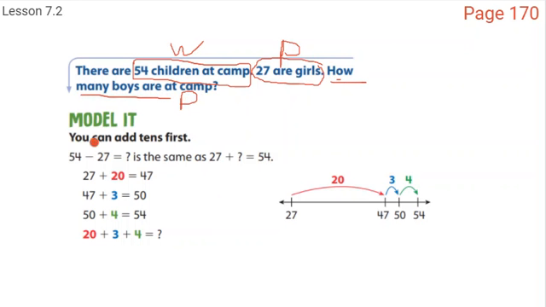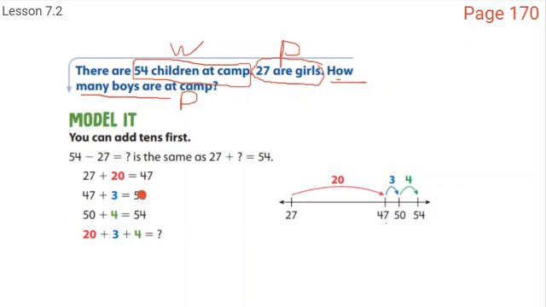So it says you can add tens first. 54 minus 27 equals something is the same as 27 plus something is equal to 54. Let's take a look at this. 27 plus 20 is equal to 47. So we're just adding, going 10, 20, making this big hop over here to 47. Then we have 47 plus 3, okay?